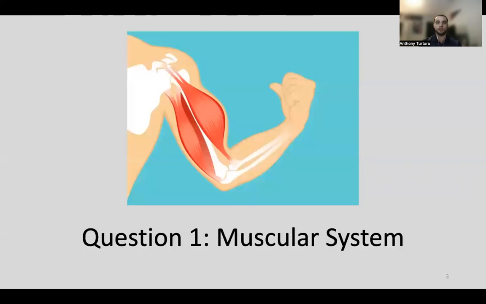So we will begin with our first question here on the muscular system. When I go to the next slide, you can pause the video, go over it yourself, get the answer, and then unpause the video when you are ready to hear the explanation and the answer.